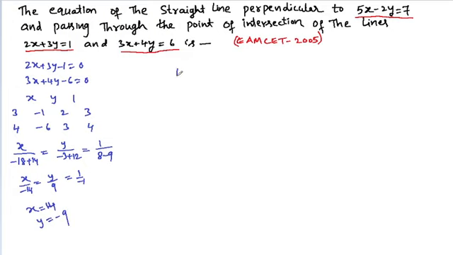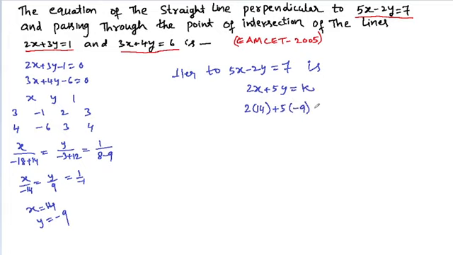And the line perpendicular to the given line 5x minus 2y is equal to 7, that is the perpendicular line, is 2x plus 5y is equal to k, and this line passes through the point of intersection of these two lines. That is 2 into x value 14 plus 5 into y value minus 9 is equal to k, that is 28 minus 45 is equal to k, that is minus 17. Therefore k is equal to minus 17.